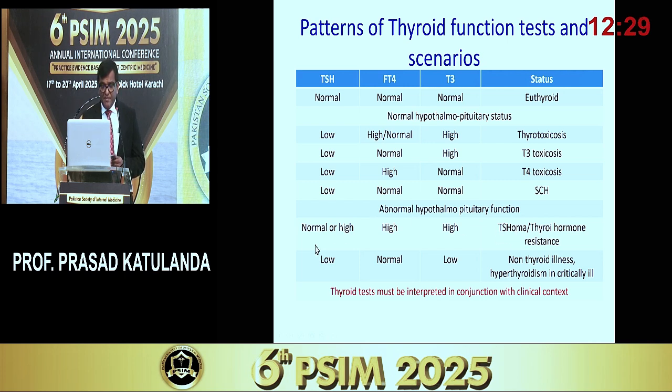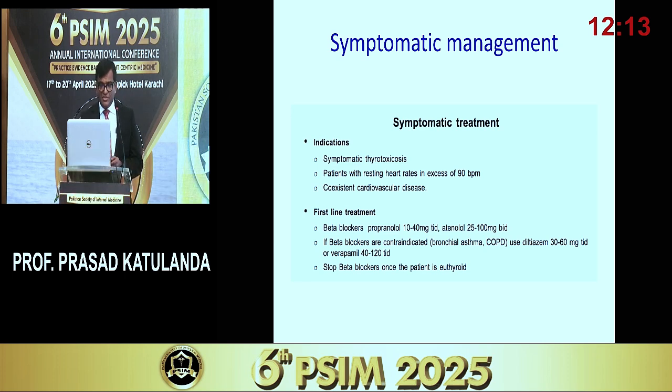And sometimes in patients with non-thyroid illness and in patients with hypothyroidism but critically ill, we see this pattern with slightly low TSH, low T3, normal T4. So these are the various patterns we encounter in patients with thyrotoxicosis.